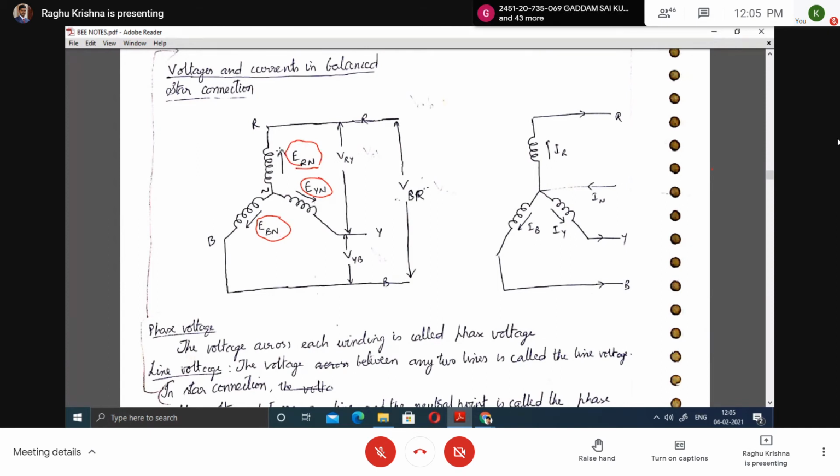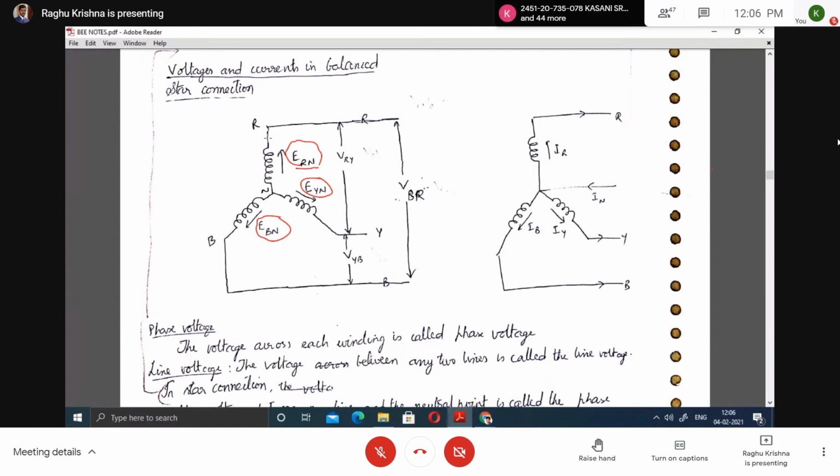Now coming to line voltages. First, is it clear what is meant by phase voltage? Phase voltage is the voltage between the line and the neutral. Here R, Y, B are the three lines. The voltage between any line and the neutral is called the phase voltage. So the voltage between the line R and the neutral is the phase voltage ERN. Similarly, EYN is the phase voltage, EBN is the phase voltage.